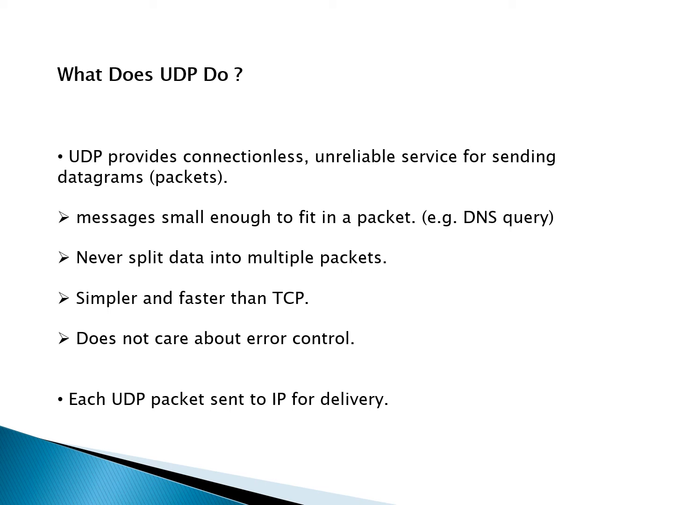So there are some applications where reliability is not important. There we can use UDP because it is simpler than TCP and it is also faster than TCP. UDP header contains little information and it does not take care of any error.